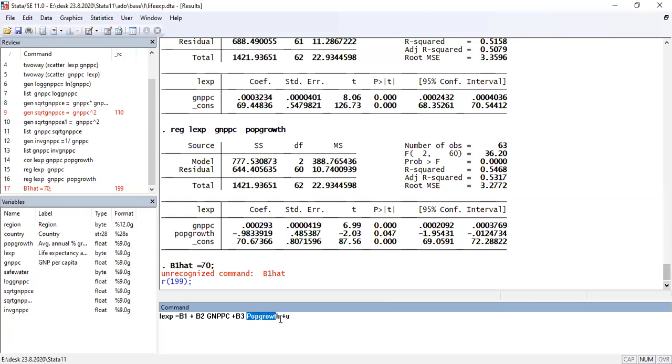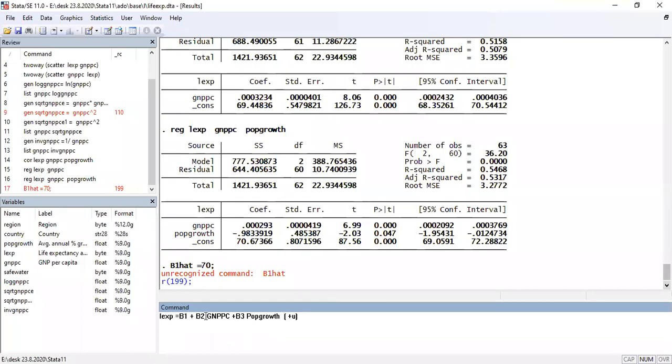Holding population growth constant. What do you mean by holding constant? Why are you holding it constant? Beta 1 is a coefficient, is it a slope? So will population growth also be 0? Exactly. When GNP per capita is 0 and population growth is also 0, then on average life expectancy is 70.